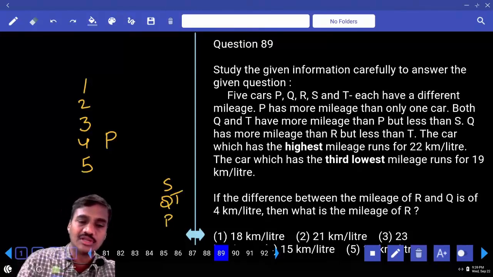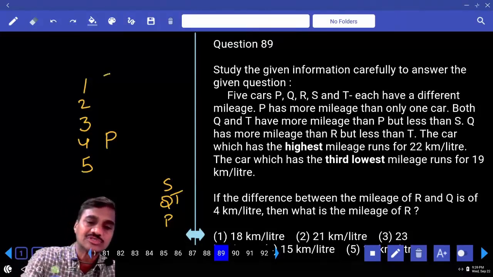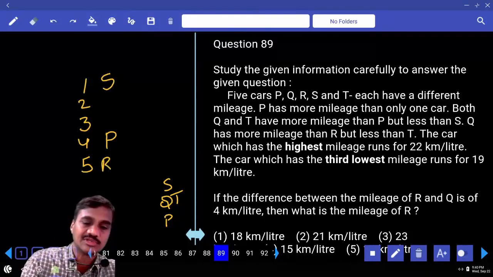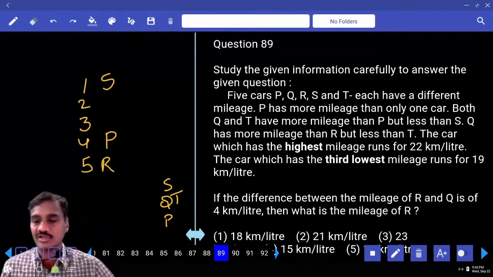So Q and T, where should they be? Second and third. And in the first place? Yes. Now Q and T are in the second and third, and R must be at the last place.